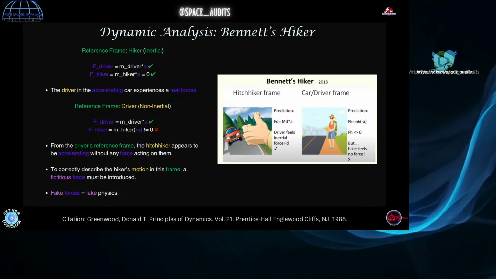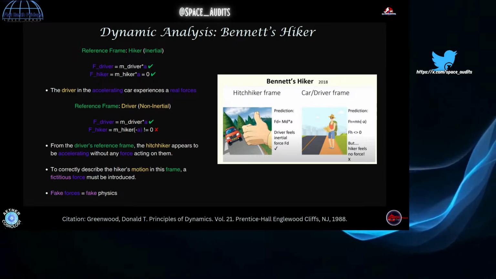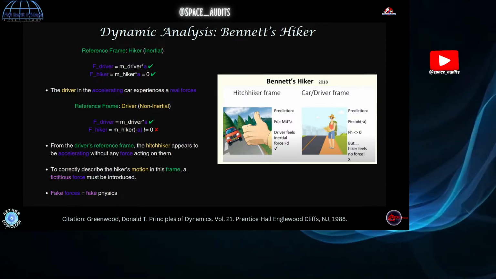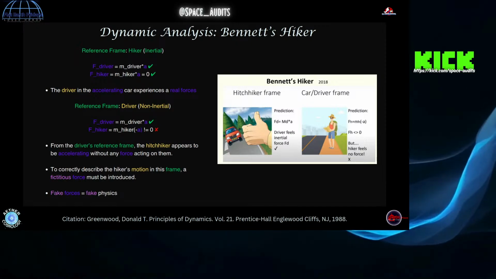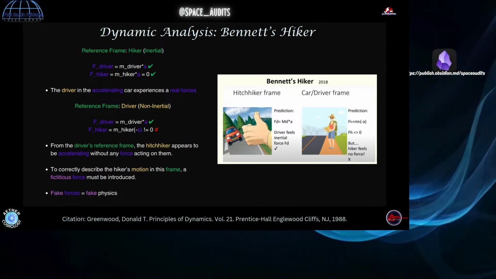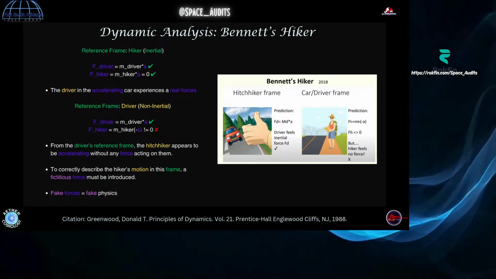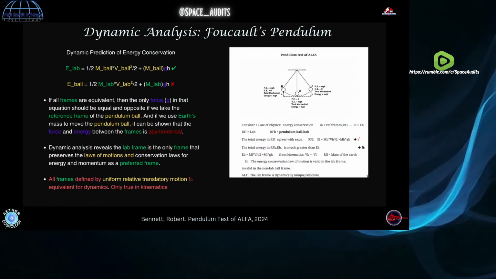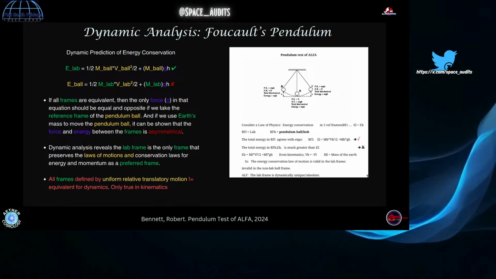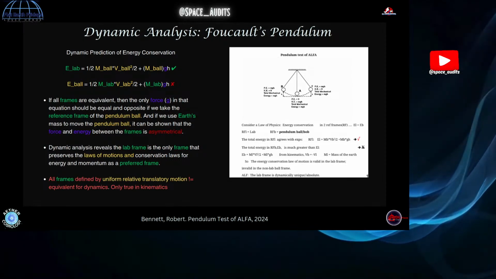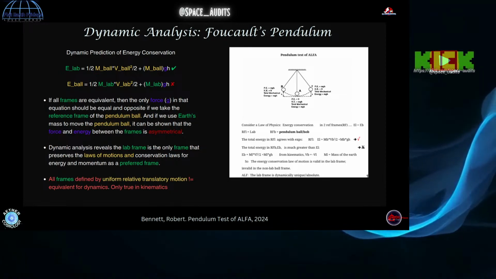Now that's for acceleration. So now we're going to go over some examples of uniform translatory motion for the analysis of the correct predictions on what forces will be felt, or whether the conservation laws will be satisfied, etc. So here we have Foucault's pendulum. We have the pendulum frame and we have the earth frame.